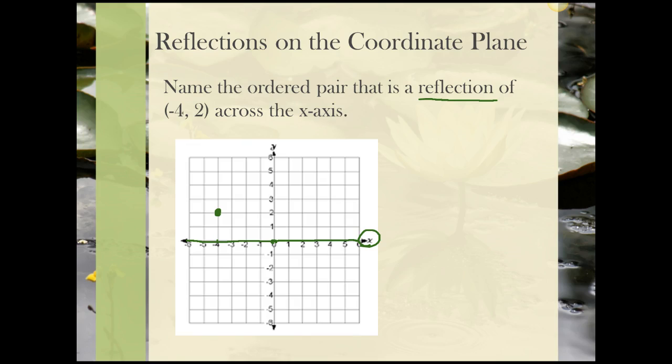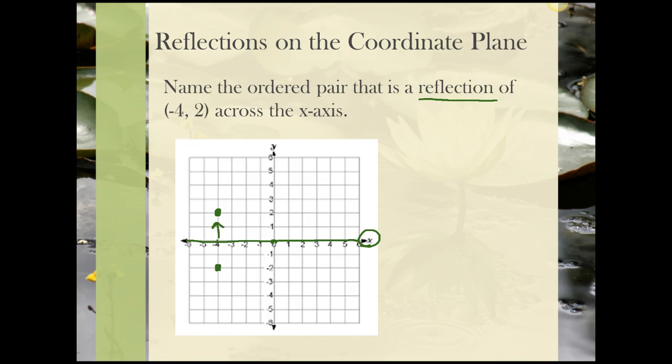You can kind of think of taking a piece of paper that has wet ink on it and folding it in half along the x-axis. Where is that point going to land? At this point, we are 2 above it at -4, so the reflection is going to be 2 below.